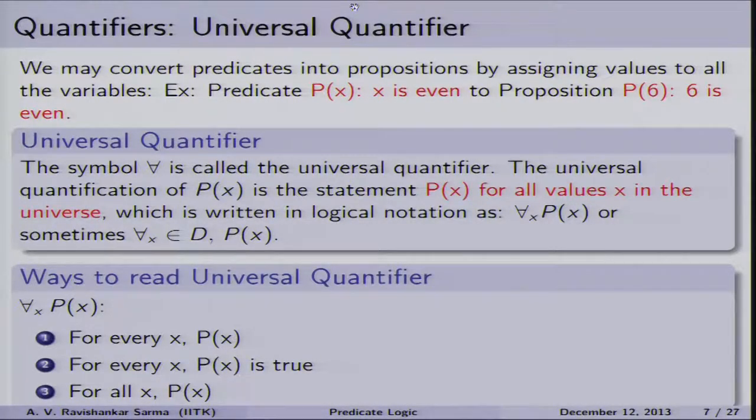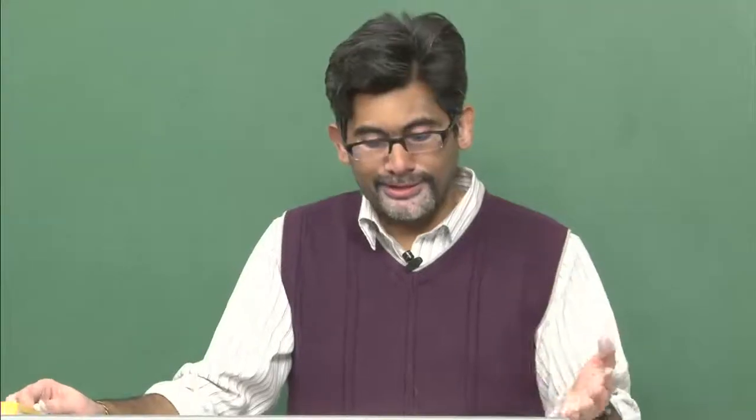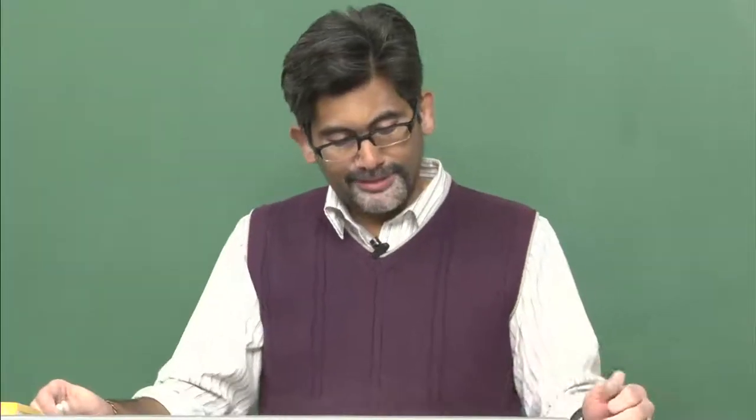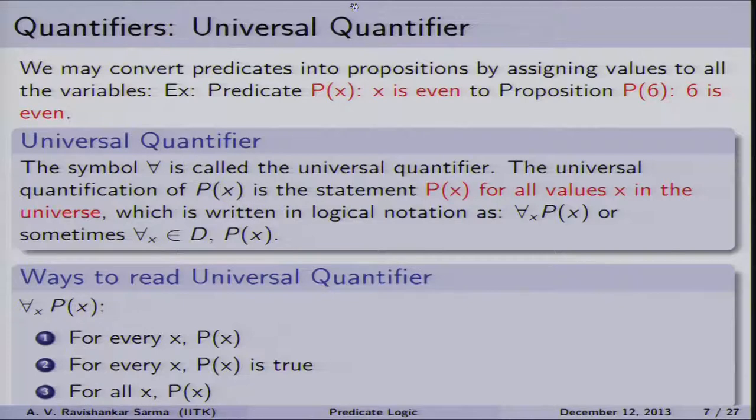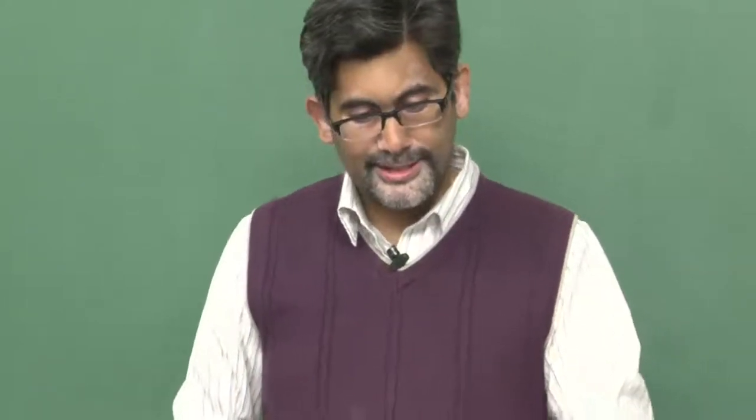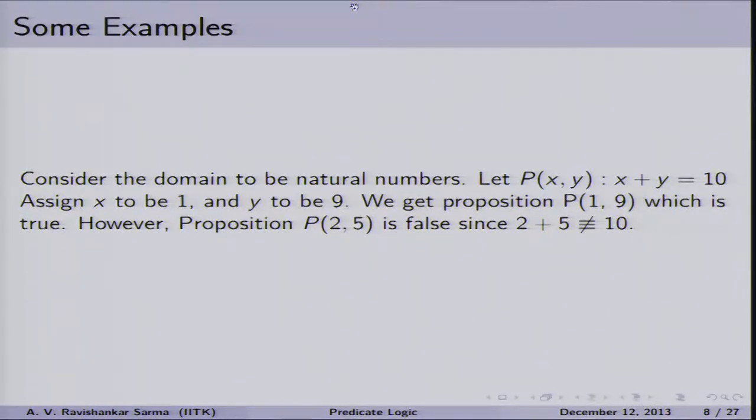It is written in logical notation as for all x P(x), or in some other textbooks as for all x belonging to some universe of discourse D, P(x), which means P(x) holds for all x. There are different ways of reading the universal quantifier; they stand for the same thing, for all x P(x). Sometimes you can say for every x P(x) is true, that means P(x) is satisfied. There are also terms such as the phrase any, which sometimes acts like a universal quantifier and sometimes like an existential quantifier. Depending on the context, one may use it as a universal or an existential quantifier. Let's consider some examples and consider a domain of natural numbers.